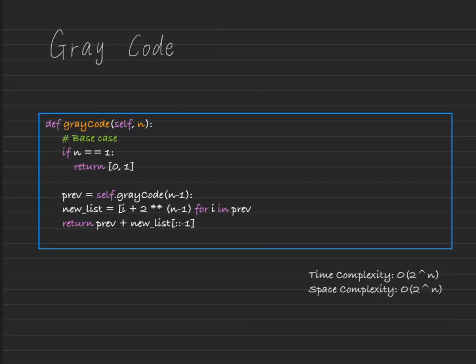The Python code is as follows. The final time complexity is 2 to the power of n, and space complexity is also 2 to the power of n because we're computing a list with 2 to the power of n numbers in 1D space and time.